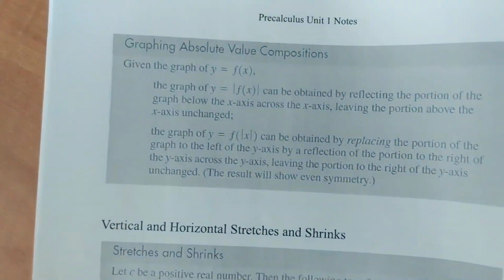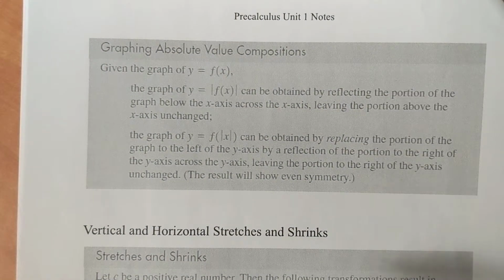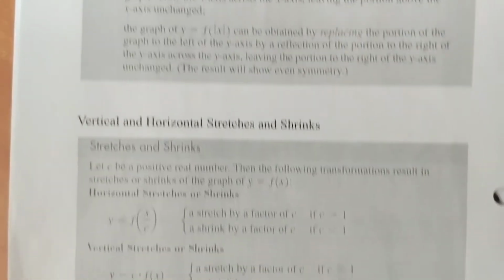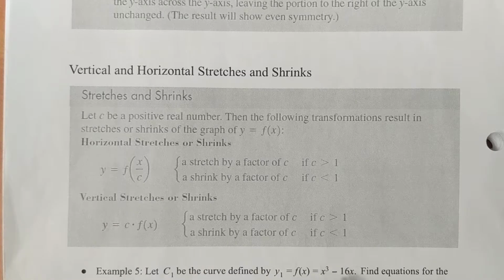All right. So just some rules for absolute values. Vertical stretches and shrinks are down here by a factor of 3. So let C1 be the curve defined by this. Find the equations following non-rigid transformations of C1.